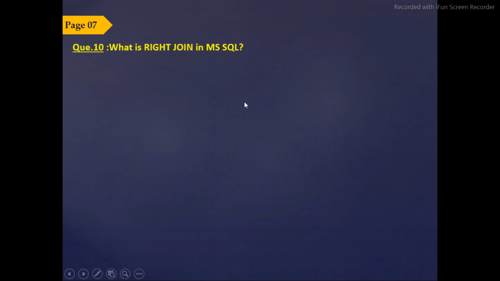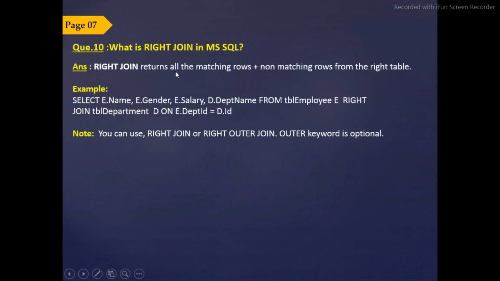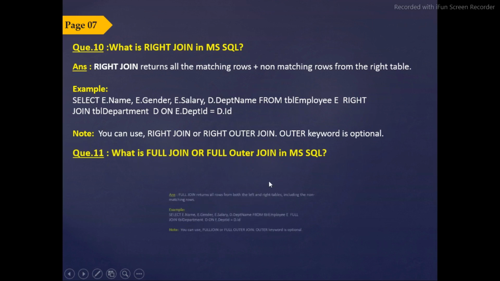Next question is, what is right join in MS SQL? Right join returns all the matching rows plus non-matching rows from the right table. For example, select name, gender, salary, department name from table employee E right join table department D on condition E.dptid equals D.id. Right join or right outer join, you can use any of these two. Outer keyword is optional.